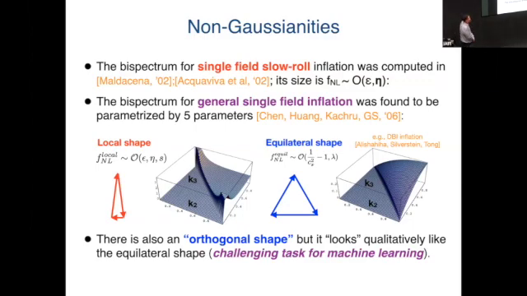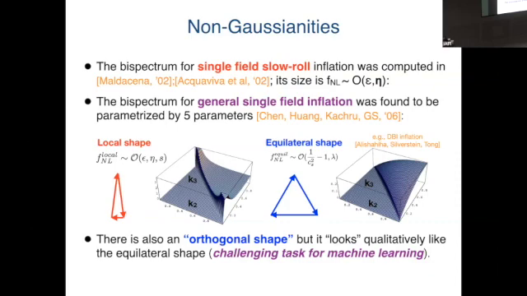And there is yet another shape that was commonly discussed, known as the orthogonal shape. I don't plot it here for a reason, because if I were to do it, you would not be able to tell from the slides that they are different. The orthogonal shape is by definition orthogonal to these two shapes in the function space, but because it looks so similar to the equilateral shape, it would be a challenge to distinguish these two shapes with machine learning.